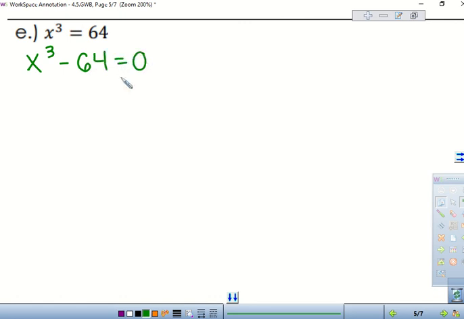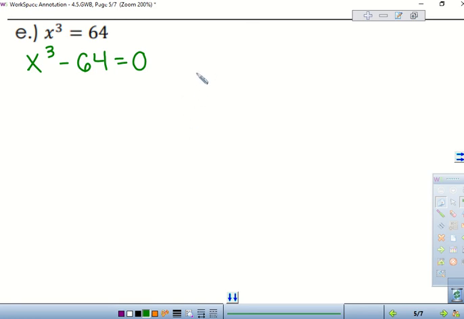Now, do we have cubes? Remember, there's only a few things we can do with cubes. There's sum of cubes, difference of cubes, factor by grouping, or factor out the GCF. Which is the only one that would work here? Difference of cubes. Yeah, you're close. Not the sum, but the difference.